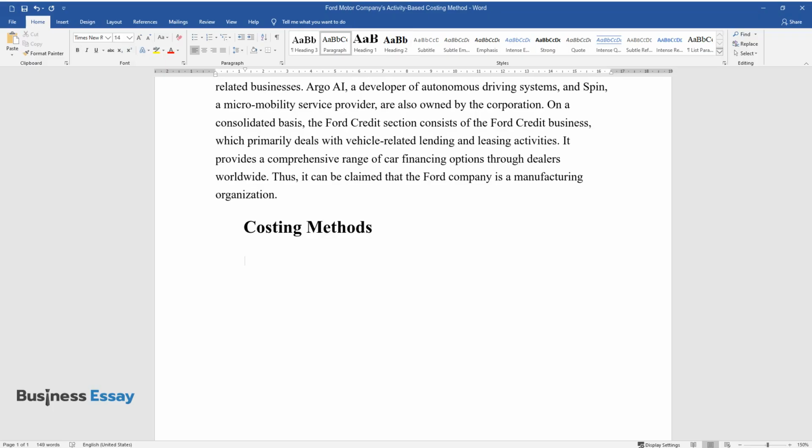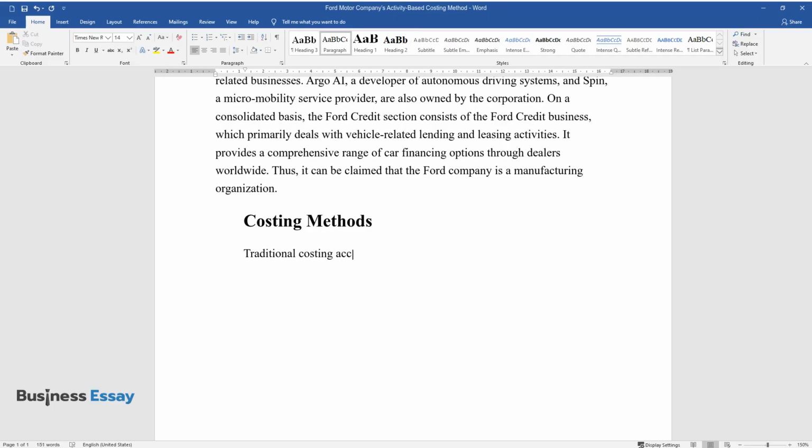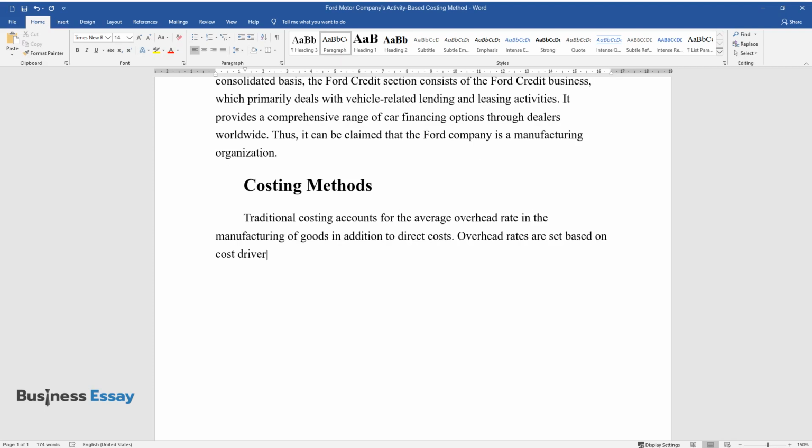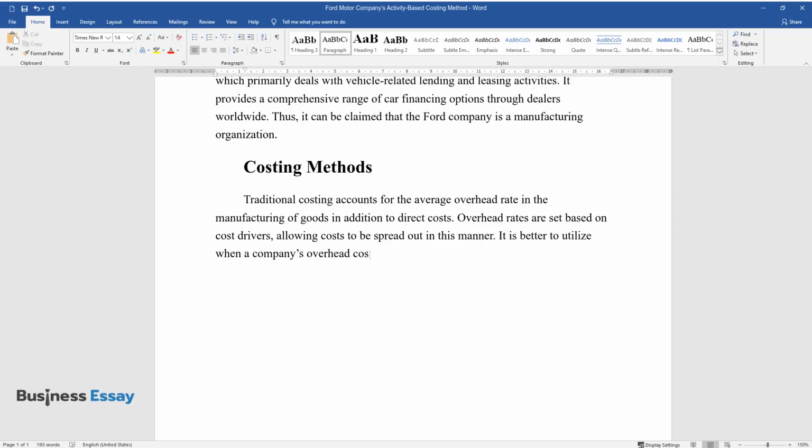Costing methods. Traditional costing accounts for the average overhead rate in the manufacturing of goods in addition to direct costs. Overhead rates are set based on cost drivers, allowing costs to be spread out in this manner. It is better to utilize when a company's overhead costs are lower than its direct costs.